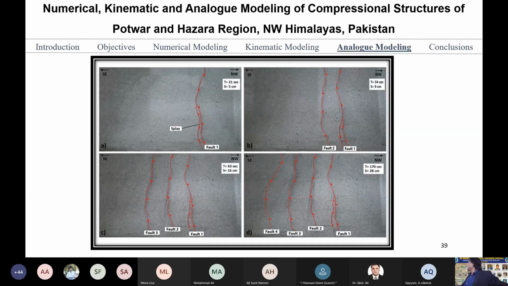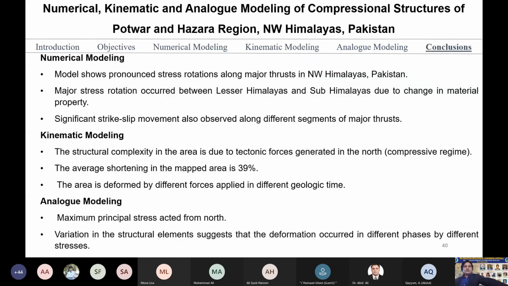And then in the third figure, left corner, you can see the time is about 63 seconds, and the total shortening is 16 centimeters. And finally, these 4 faults have been generated, and you can see these 4 faults in aerial view. So with this, I conclude my talk and try to integrate all this modeling in one slide.